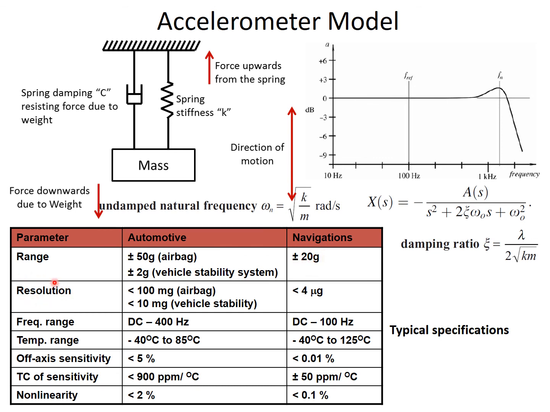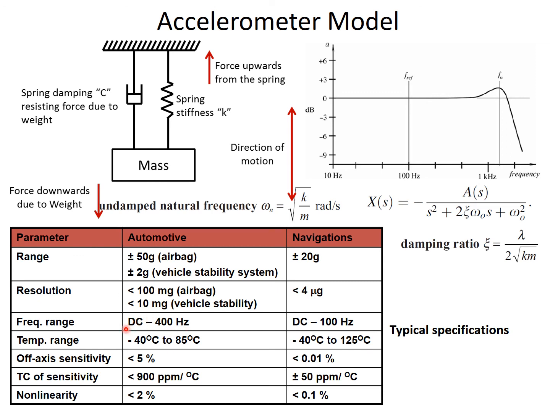Similarly, resolution means the minimum change in input it can measure. For automotive the requirement is less than 100 milli-G for airbag or less than 10 milli-G for vehicle stability. This G corresponds to acceleration, right? So acceleration is measured in terms of G, and 1 G means 9.8 meter per second square. Whereas in the case of navigation, the resolution is very important. You can see this is less than 4 micro-G, that means 10 to the power minus 6. So that amount of resolution is required, right?